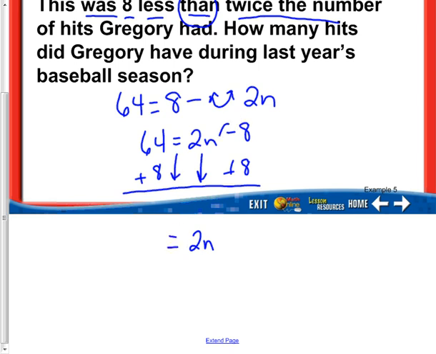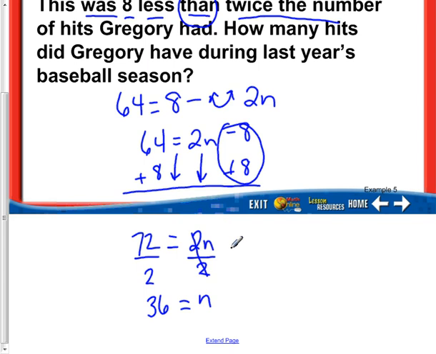A negative 8 and a positive 8 equals 0. If I owe 8 and I have 8, I have nothing at all. So 64 plus 8 gives us 72. And now I need to divide by the coefficient of n, which is 2. Whatever I do to one side, I have to do to the other. So 2 divided by 2 is 1, and so 1 times n is n, which means that n equals 36. 72 divided by 2 is 36.